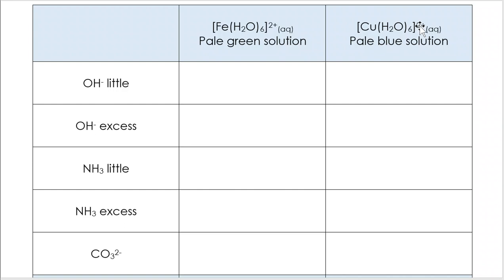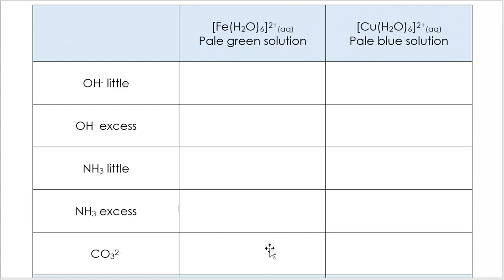In every single case you are going to have to know what you would observe in terms of colour and precipitate or solution in each of the 5 examples that we have. If we had a little bit of OH minus, an excess of OH minus, a little bit of ammonia, an excess of ammonia, or carbonate.